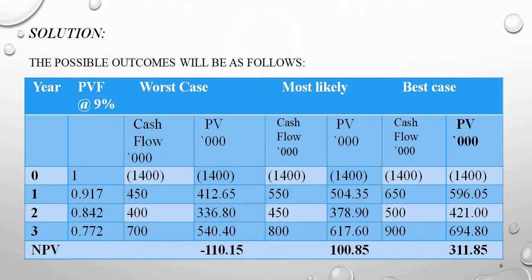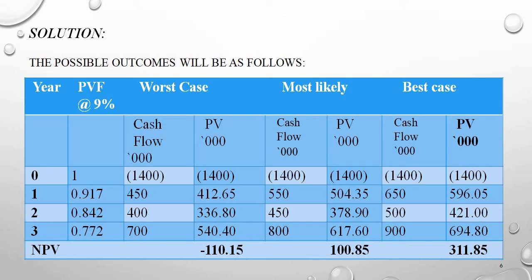In the best case also, first year cash inflow is to be multiplied with PVF, then the present value of the first year cash flow will be given. In the second year, the PVF at 9% will be 0.842. In all the three cases, the second year cash flow has to be multiplied with the PVF of that year, which will give you the present value of that cash inflow.